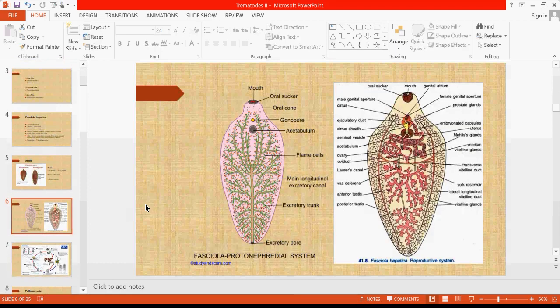Then again, as I told you, they are hermaphrodite, that is, having both male and female sexual characteristics. Along with that, they have suckers. Okay, so they have suckers also. One is at the anterior end. They have the conical projection here, and they contain the oral sucker.